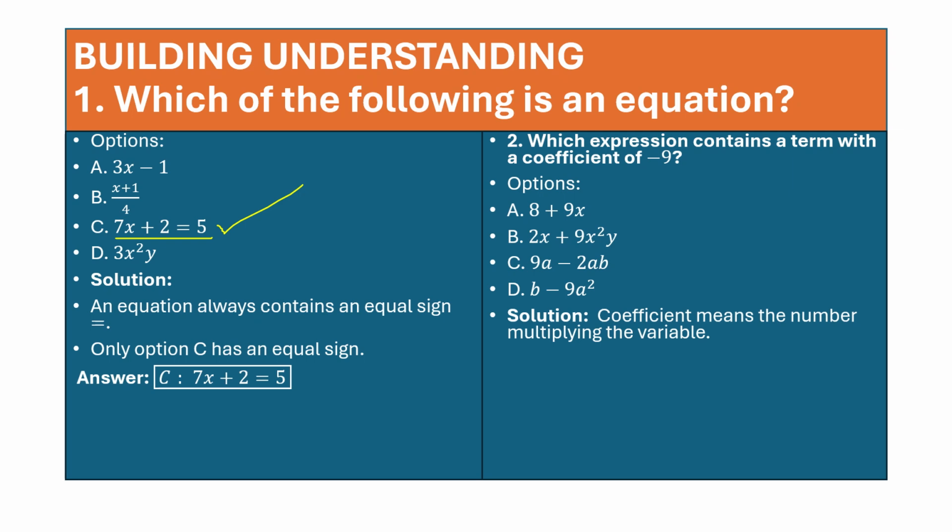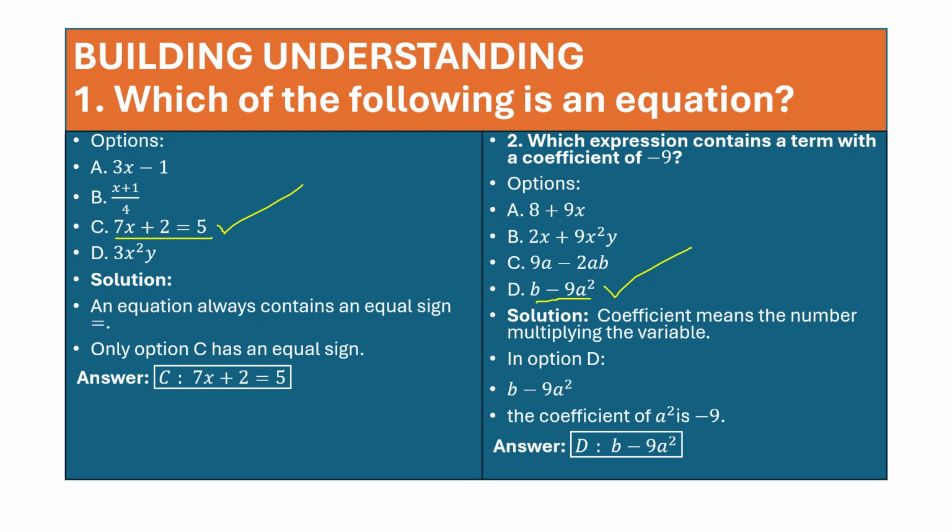Coefficient means the number multiplying the variable. So in option D, you find b minus 9a square. So that's the answer, because the coefficient of -9 is with a square. Or likewise, coefficient of a square is -9. So it can be asked vice versa, but you need to remember that coefficient means the number multiplying the variable. So the answer is D.